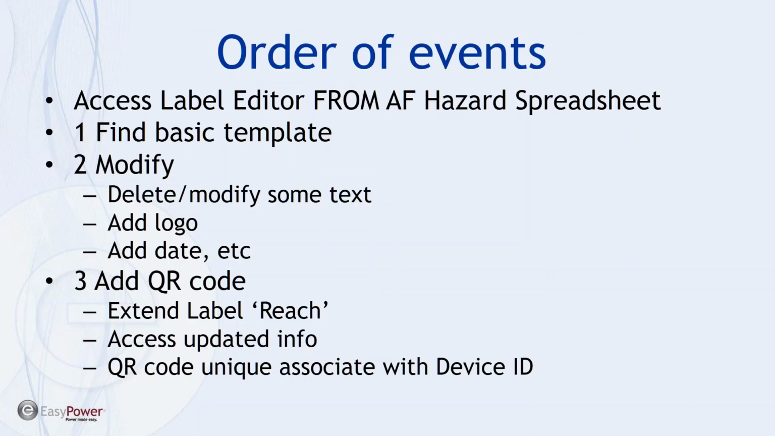So in the order of events, as far as the mechanics of using EasyPower, and this is where we're going to jump into next, the first thing we want to do is complete our calculations as far as incident energy, short circuit current, and the timing devices, and produce an arc flash hazard spreadsheet. By utilizing the spreadsheet as the data source, we can then access the information in the label editor, and from there we can locate a template, modify it, and add a QR code. So let's do that right now.